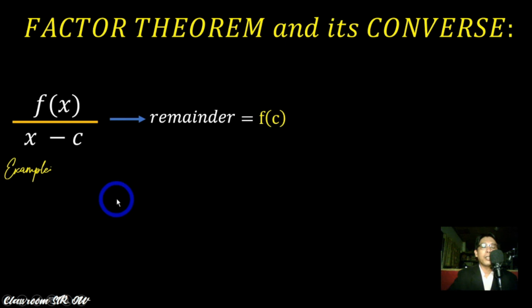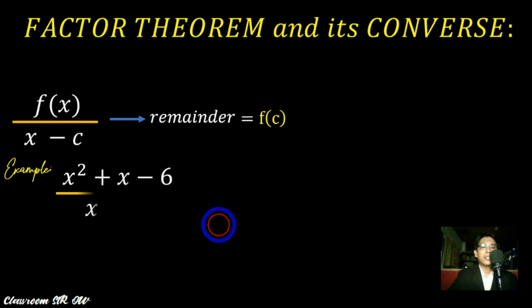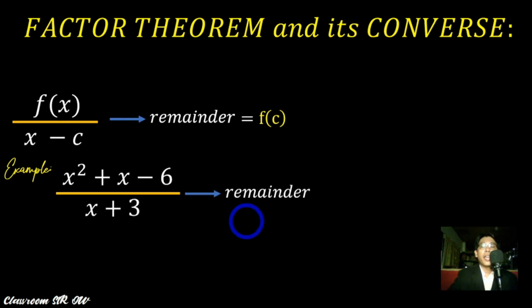Take for example, x squared plus x minus 6. Let us recall a very simple example: x squared plus x minus 6 divided by x plus 3. If we are looking for the remainder, there are two ways we can do it: either the long division method or the synthetic division. In this session, we will be using synthetic division.